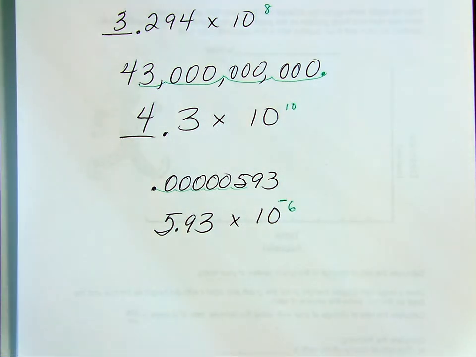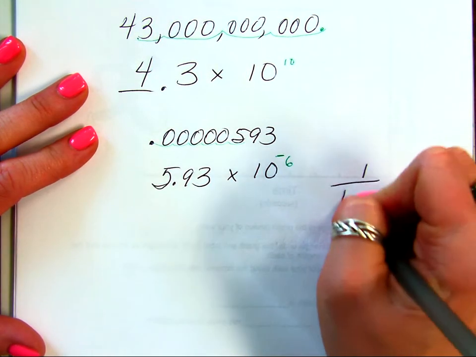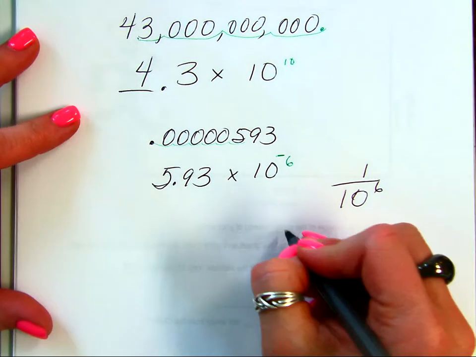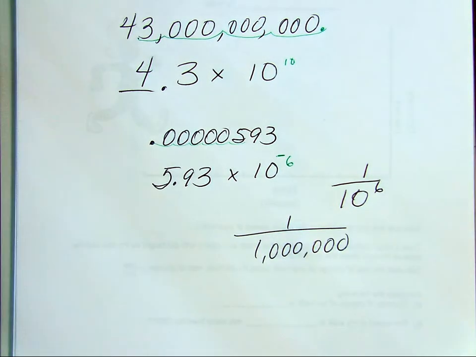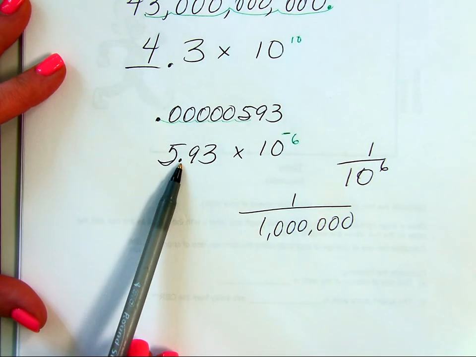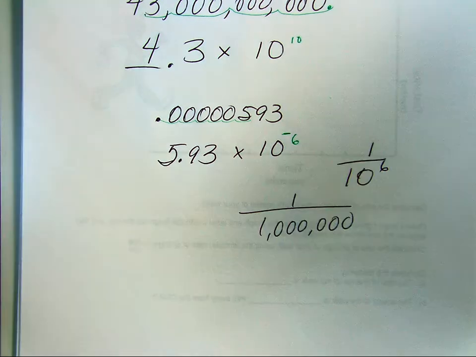Okay? And here's why that is what it is. Because 10 to the negative 6th is really 1 over 10 to the positive 6th, which is 1 over 1 million. It's 1 millionth. That's fine. So that's why that is so small. And that's why that's negative. Understand? Okay? Let's do another one.